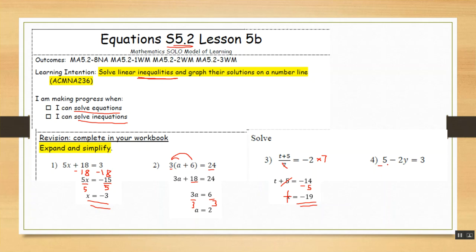This one, minus 5 from both sides. Three minus 5 is minus 2. This part cancels out. 5 take away 5 is 0. So we get minus 2y equals minus 2. And then we divide by minus 2. We're dividing by that, which gives us y equals 1. The other revision questions.